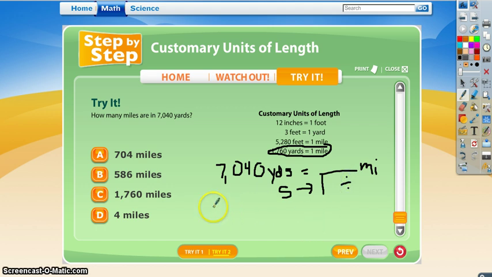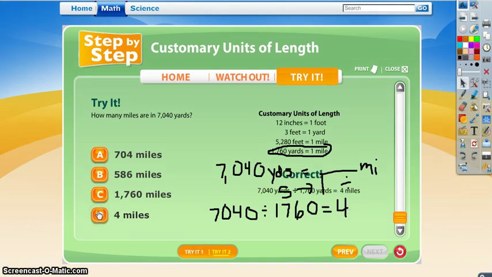This is going to be a really tough problem. I'm going to take 7,040 and divide that by 1,760. I get that number right up here. Now for this problem, you're probably going to have to take out a calculator. And on your calculator, when you divide that out, you're going to get 4. So your answer then is 4 miles.